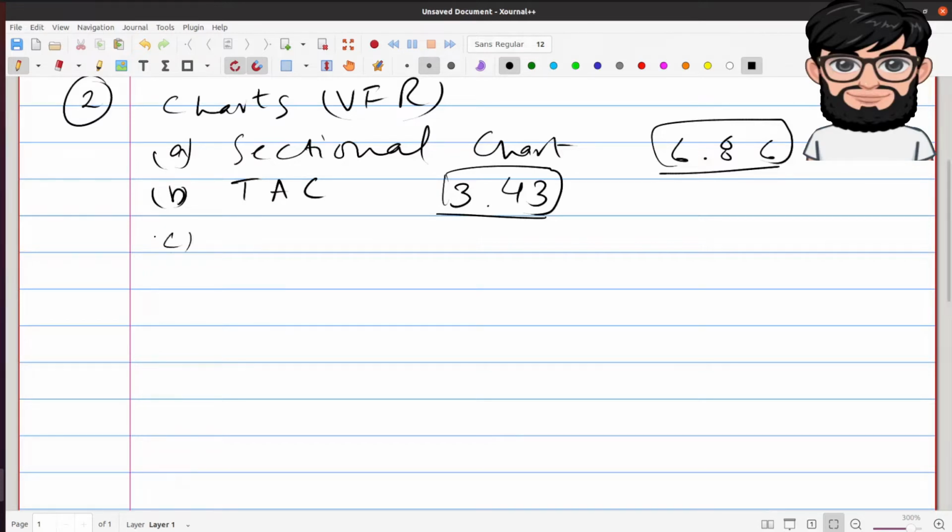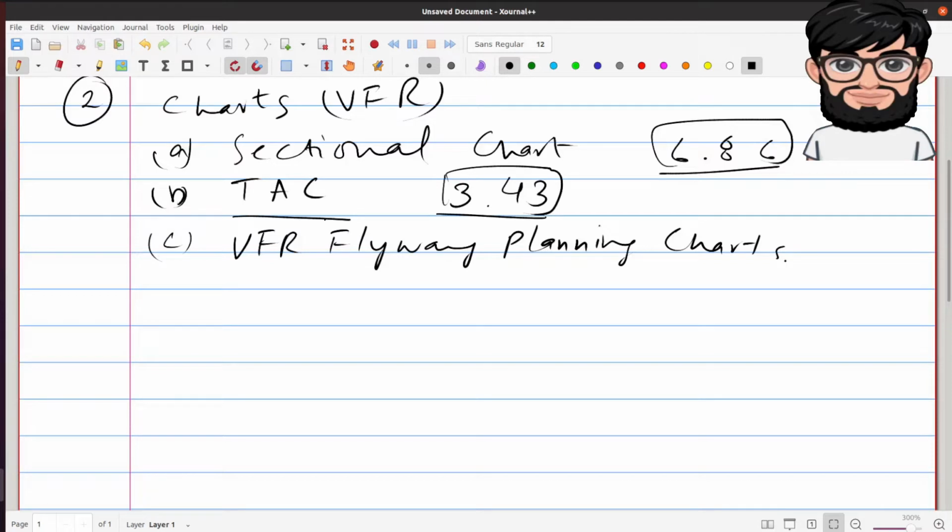And then we've got the VFR flyway planning charts. Okay, so this chart is printed on the reverse side of the TAC charts. So the same TAC chart, but on the reverse side. So the coverage is the same as the associated TAC. They depict flight paths and altitudes recommended for use to bypass high traffic areas.